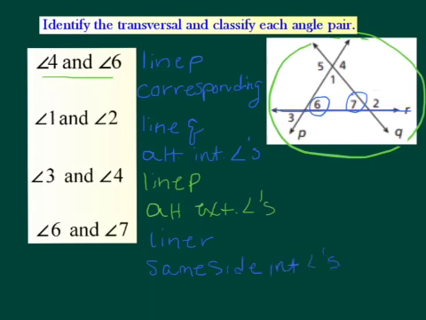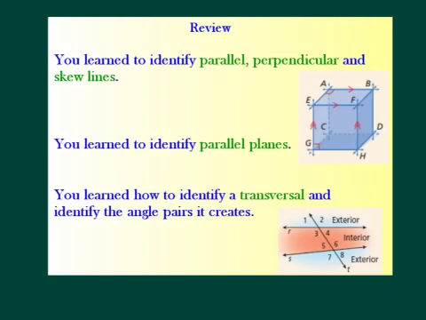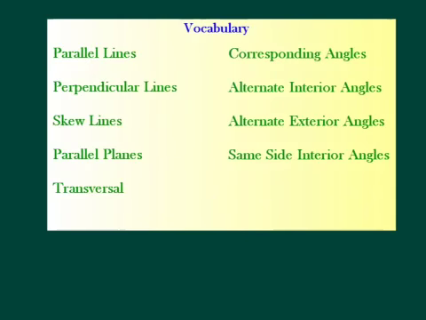Perfect, guys. Good work. Review. You've learned how to identify parallel, perpendicular, and skew lines. You've learned how to identify parallel planes. And you learned how to identify a transversal and identify the angle pairs it creates. Now take a look at the vocabulary words that we've discussed today and make sure you've written down the definition as well as an example. Good work today, guys.